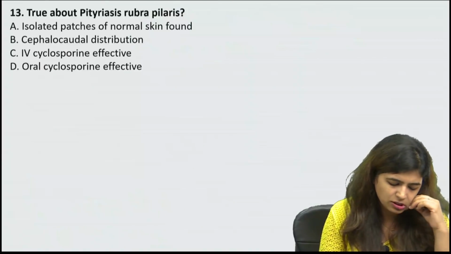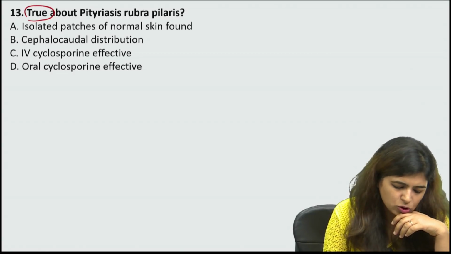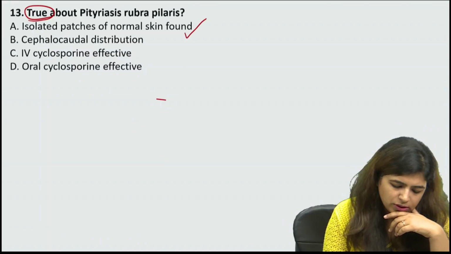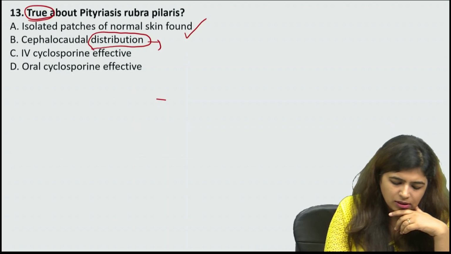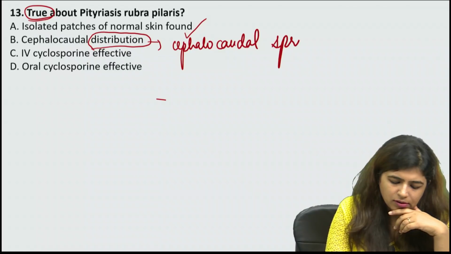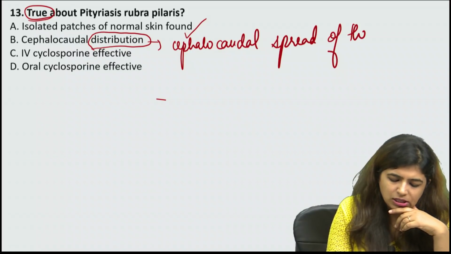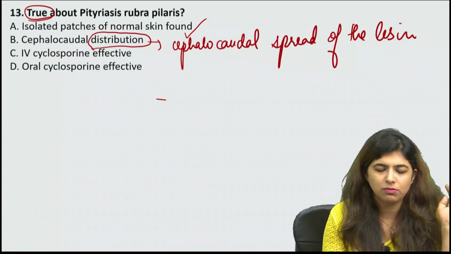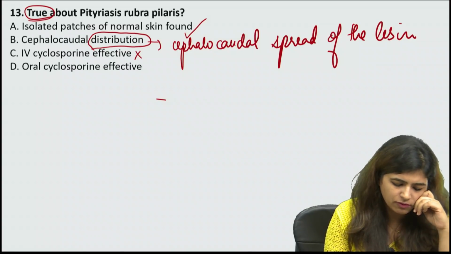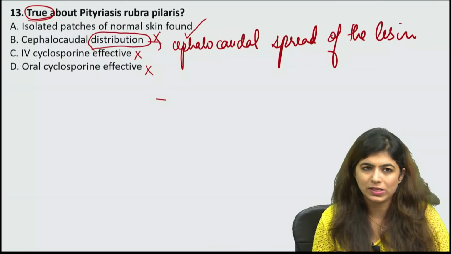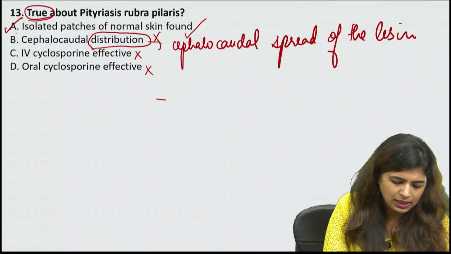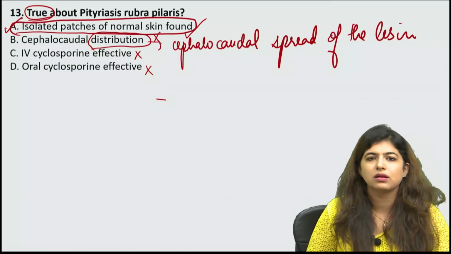Now let's look at the question. What is it asking us? What is true? Isolated patches of normal skin found? Yes. Cephalocaudal distribution? See, it is not actually a distribution. This is a cephalocaudal spread of the lesion, so it is not a distribution per se. IV cyclosporin is effective? No. Oral cyclosporin? No. So the correct answer to question number 13 is option A. Isolated patches of normal skin are found.